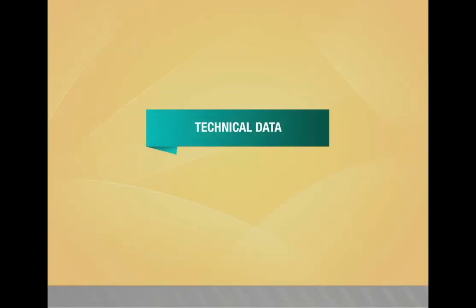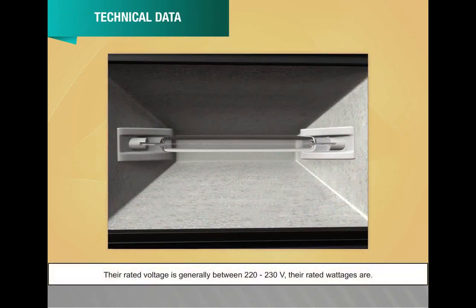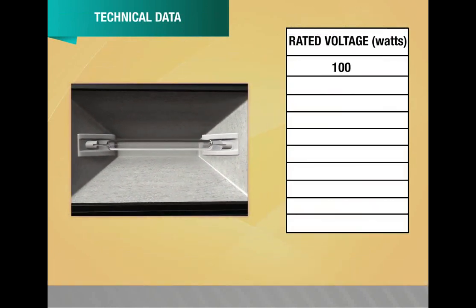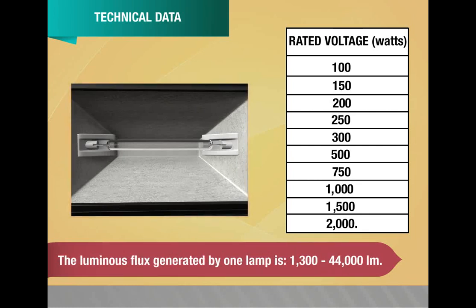Technical data. Their rated voltage is generally between 220 to 230 volts. Their rated wattages are 100, 150, 200, 250, 300, 500, 750, 1000, 1500 and 2000 watts. They have special bases for electric connection. The luminous flux generated by one lamp is 1300 to 44,000 lumens.